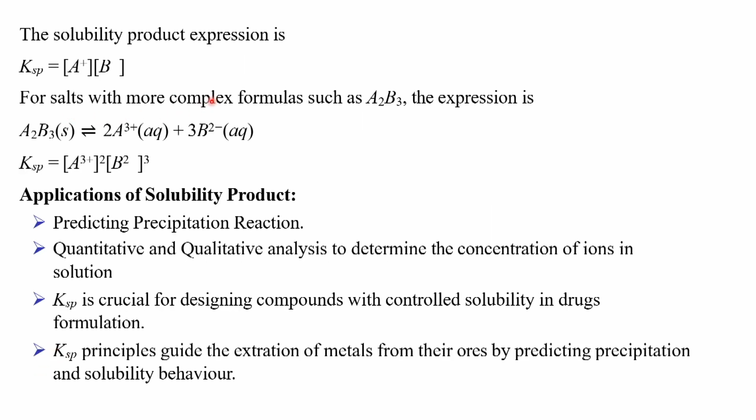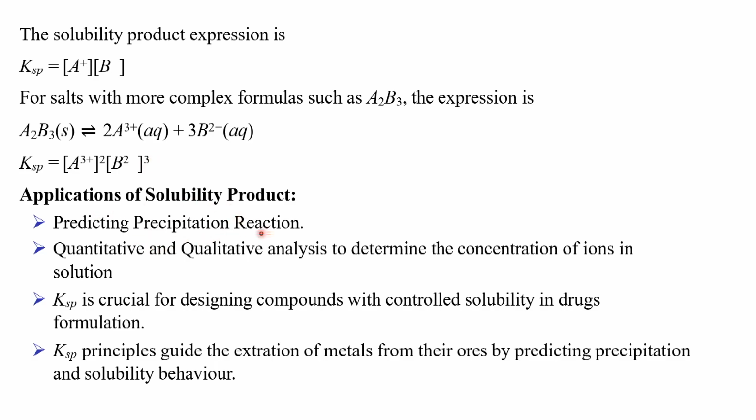For salts with more complex formulas such as A2B3, instead of the simple AB we considered just now, A2B3 dissociates into 2 A3+ plus 3 B2-. So Ksp is the concentration of A3+ raised to the 2, which is the stoichiometric coefficient, times the concentration of B2- raised to the 3.